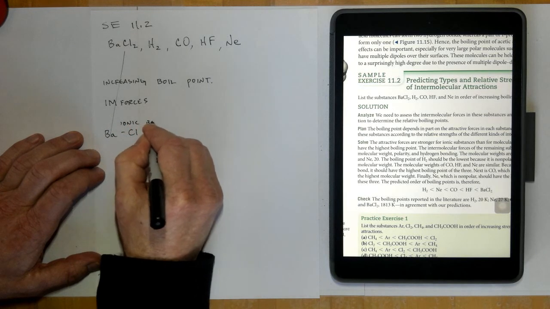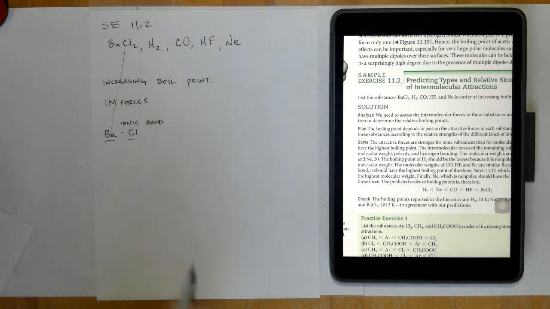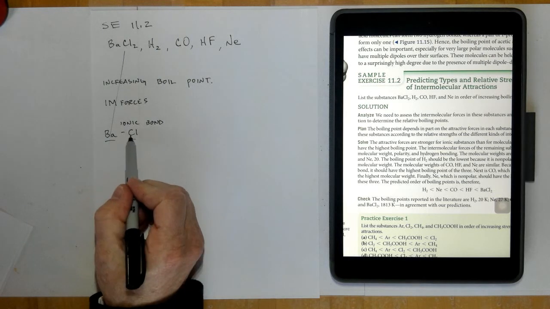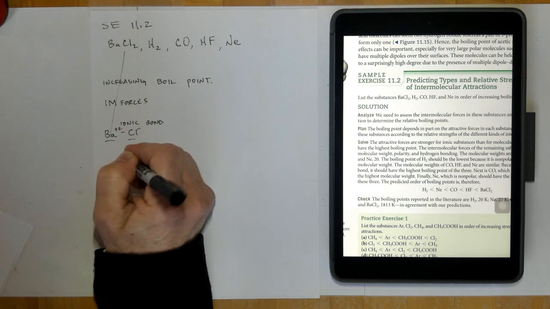How do I know that that's an ionic bond? Well, because barium's a metal and chlorine's a nonmetal, and metals and nonmetals come together and make ionic bonds. They have an electron stolen by the chlorine right here, and then we have a Ba+2, and then we have two chloride ions right here.